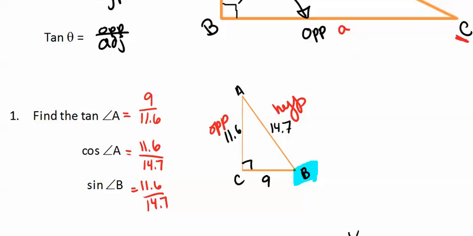And what you should hopefully notice is that the last two that we did are exactly the same ratios. And that's not a coincidence. It always happens. The cosine of one angle that's not a right angle will be the same as the sine of the other angle.